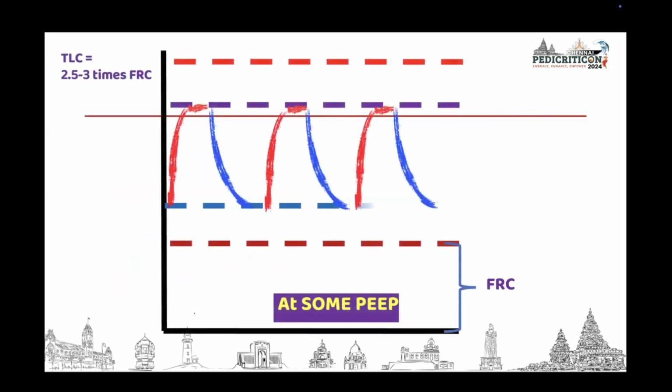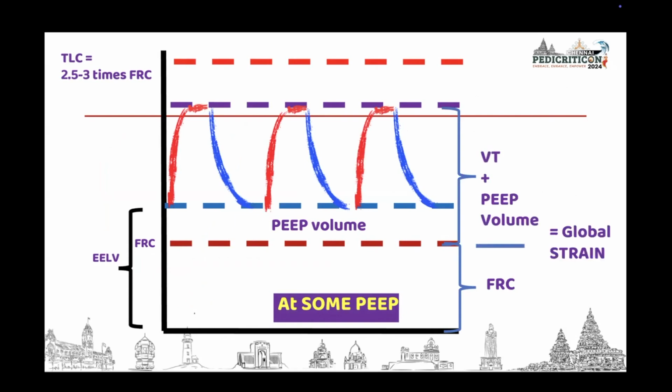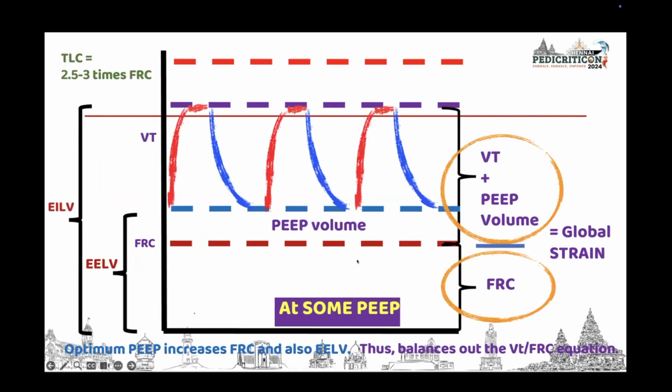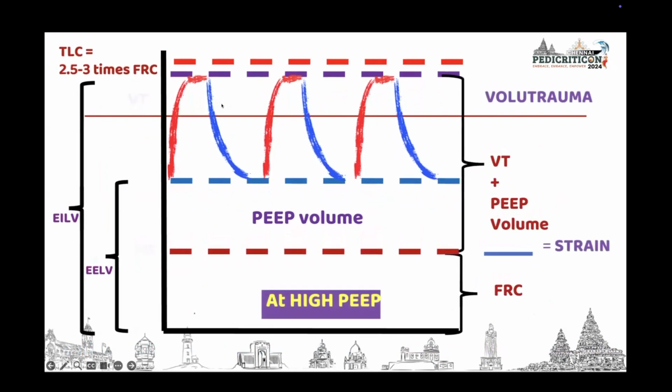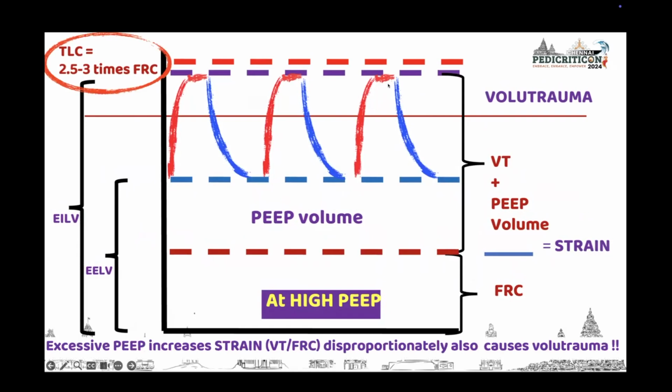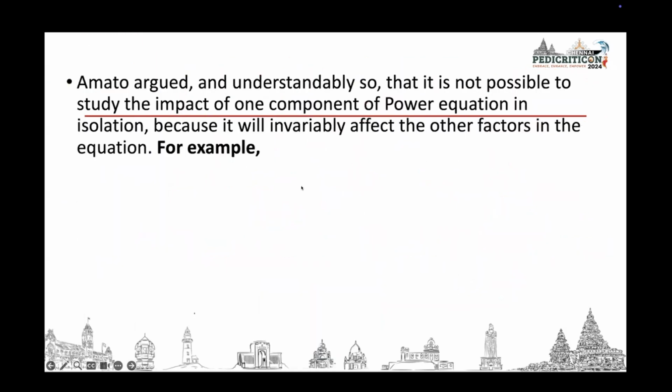Also, we know that when we add a certain PEEP into a system, we are adding a PEEP volume, and then the strain which is calculated is tidal volume plus PEEP volume divided by FRC. And end inspiratory lung volume will be away from total lung volume if you have a good healthy PEEP. But if you are applying an excess amount of PEEP, then you will see that this end inspiratory lung volume is reaching towards the total lung capacity and thus exposing the lungs to a chance of volume trauma. So an excess amount of PEEP again increases too much strain in the system and exposes the lung to volume trauma. That's why PEEP is important in the equation of mechanical power.